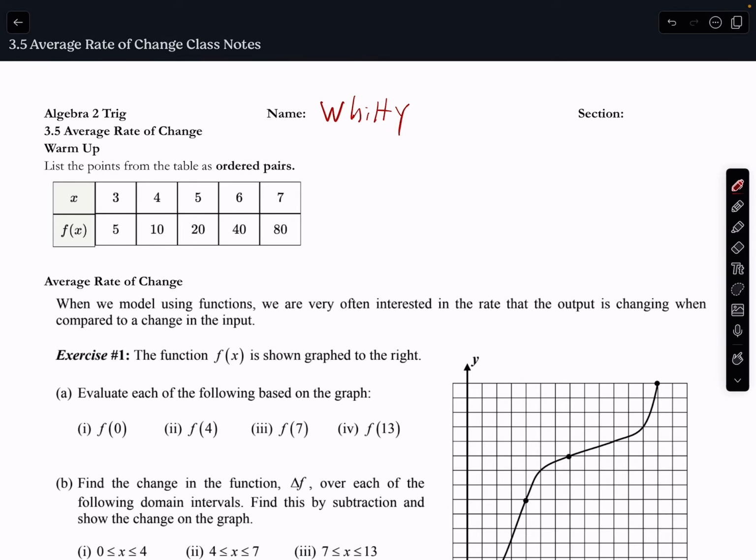Okay, what we're going to talk about today is average rate of change, one of the fundamental aspects of mathematics here, and the baseline for linear functions. So things to think about, again, we're looking at tables. If we wanted to list these as ordered pairs, you list this as (3, 5), or (4, 10), or (5, 20). Just to make sure that you understand that you can always write things as ordered pairs, because that's going to be helpful here when we're talking about our average rate of change.